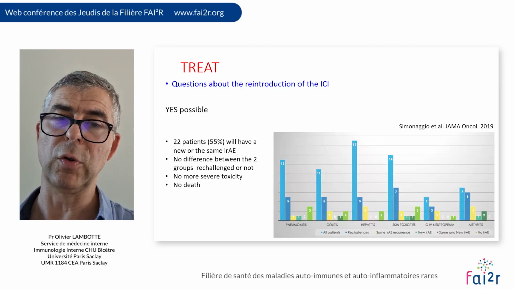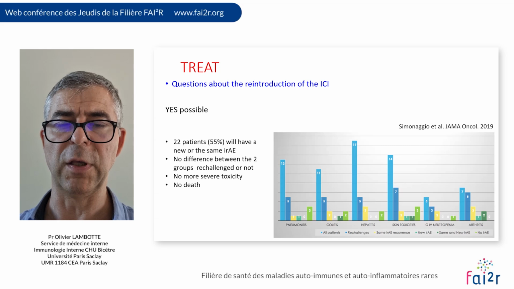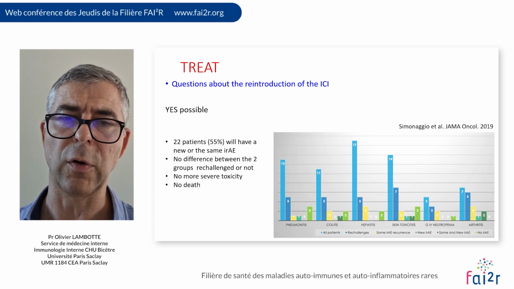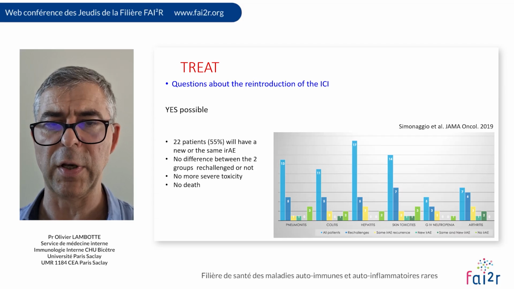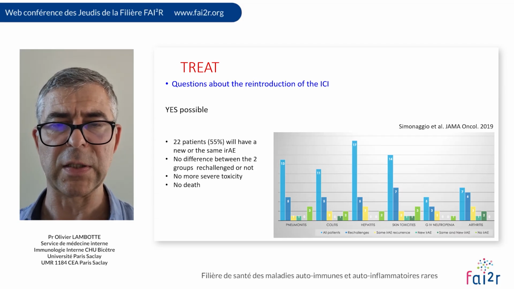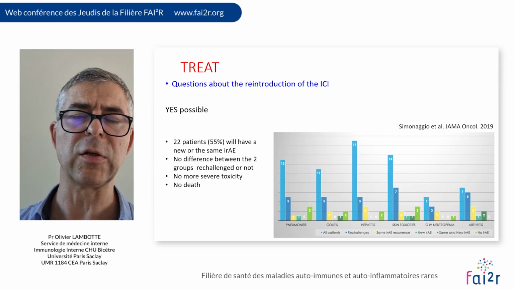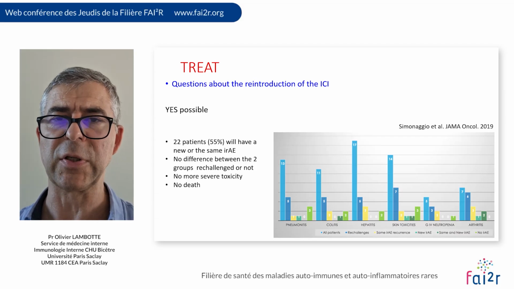Do we reintroduce the immunotherapy? You have stopped the immunotherapy because of grade 3. The patient is treated for his IRA. The immune-related adverse event is fully resolved. Can I restart? The answer is yes, it's possible.